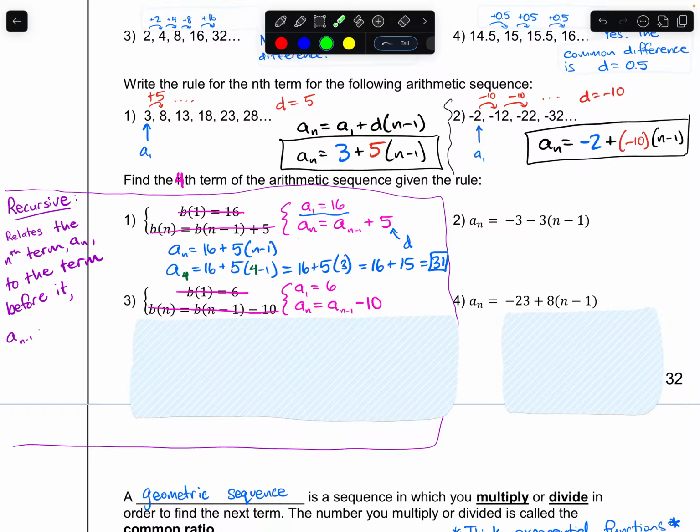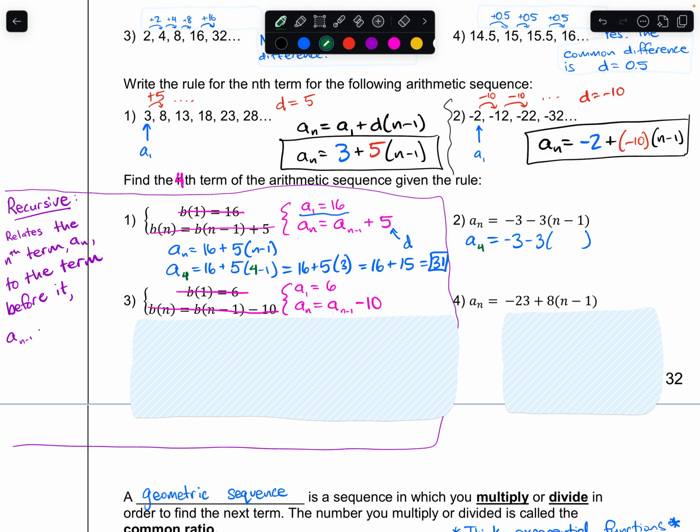All right, let's try number 2, because number 2 is not written recursively. It's our regular explicit rule that we like. So let's try that one. If we want to find the fourth term, a sub 4, I'm just going to use the rule that was given to us. It's going to be the first term, negative 3. And it looks like our common difference is also negative 3.